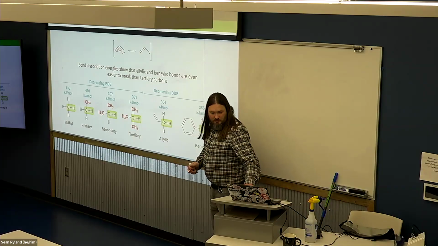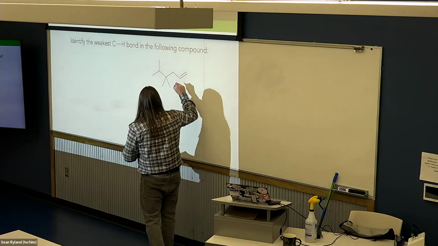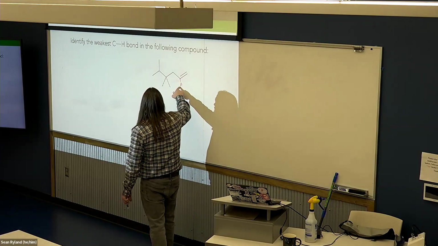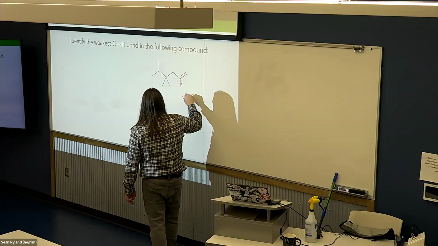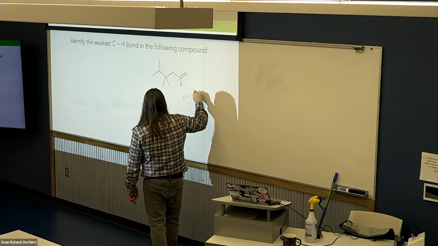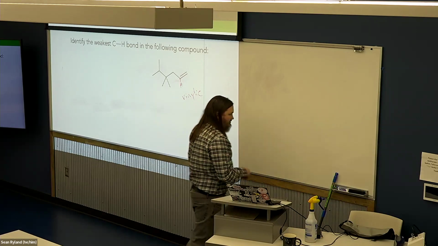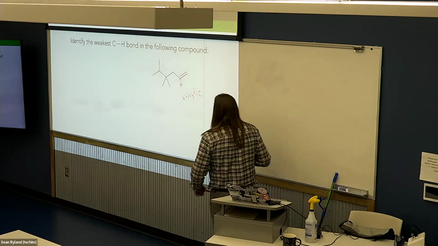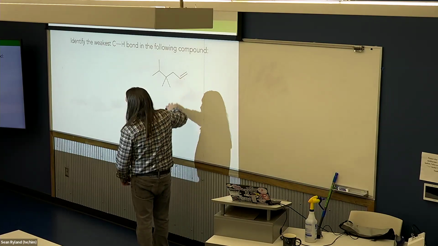Right, so the one that you pointed out first, Riley, this hydrogen, that's not allylic. That's vinylic. So like with a double bond.